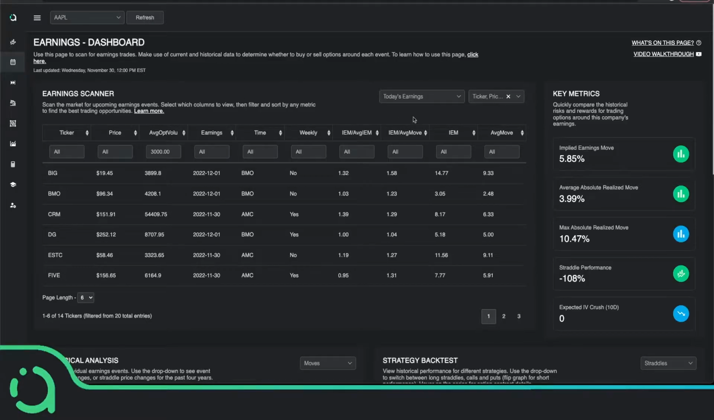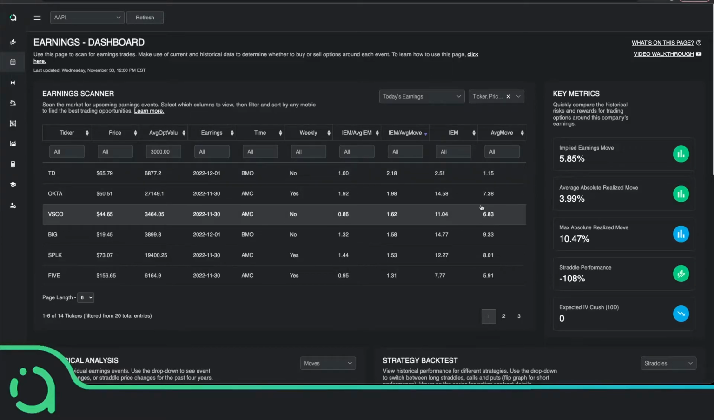So what we're going to do is we'll come over here to the implied earnings move, which is IEM, divided by the average move, which is how much it actually moves on average. And by clicking the header here, we can change the sort from lowest to highest or highest to lowest. And we're going to look at the ones that are going from highest to lowest. And we can see, for example, TD is at the top of this list.